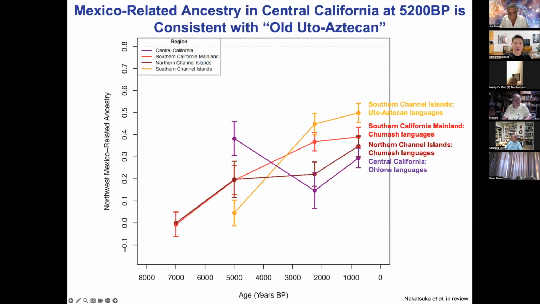So now we'll look at this purple line, which is Central California. As I was noting before, the earliest Central California individual had evidence of Uto-Aztecan related ancestry, which is consistent with the fact many archaeological hypotheses of old Uto-Aztecan in the San Joaquin Valley before 5,000 years ago that was then displaced by these Yokutsan speakers. So there's some evidence archaeologically that Uto-Aztecan speakers might have existed there a long time ago. And now we find genetic evidence as well that there's ancestry there very early on.